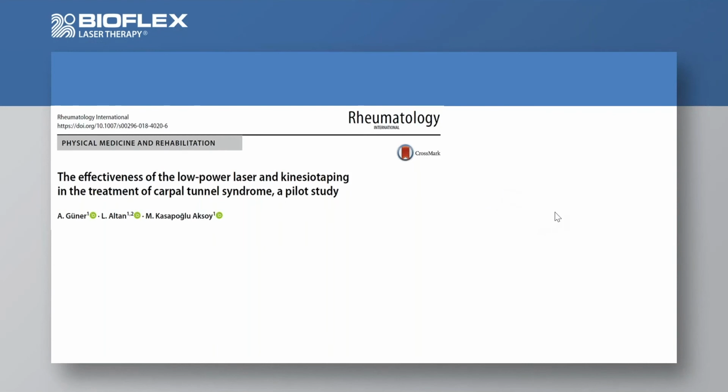I found that interesting because I know a lot of clinicians are using kinesiotape, and it's just part of the routine for some clinicians. It's becoming extremely popular. So I thought this was a really interesting paper to include in the discussion.